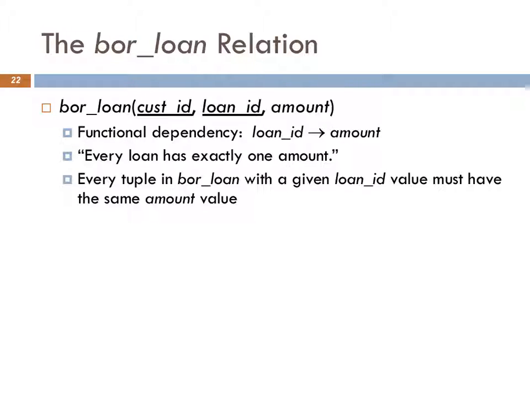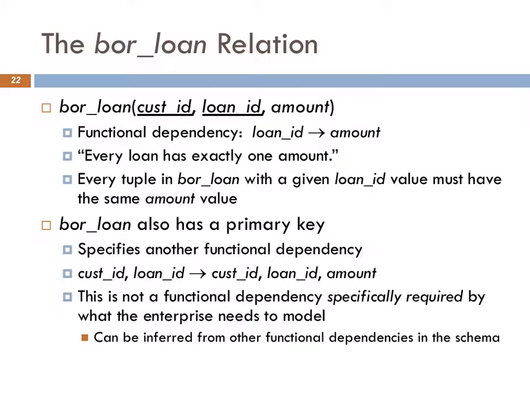All right, so bar loan. We have this functional dependency: loan ID functionally determines amount. And so when we see a particular loan ID repeated multiple times, well, it requires that amount also be repeated multiple times. Okay? Bar loan also has another key, which is customer ID and loan ID together functionally determine the whole lot.